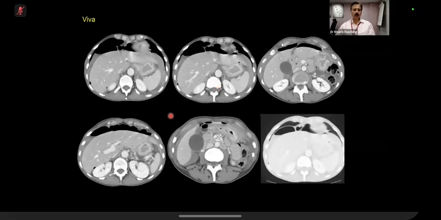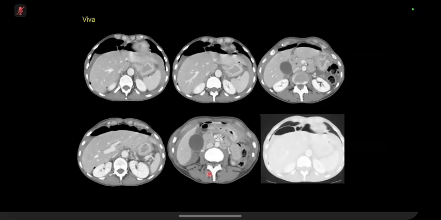Last film for you, and then we will take a 5-minute break. What do you think about the stomach? Over to you. These are selected axial cuts from a contrast-enhanced CT of the abdomen, and there's one with lung windows.